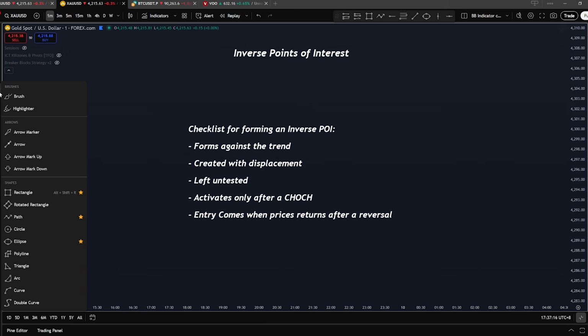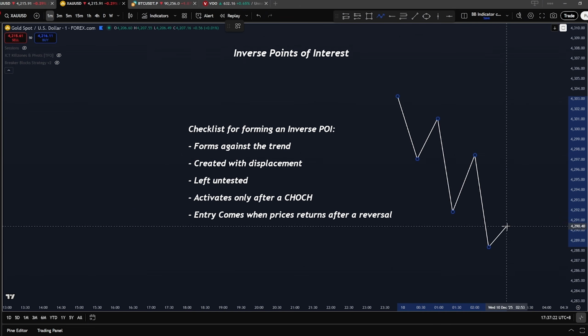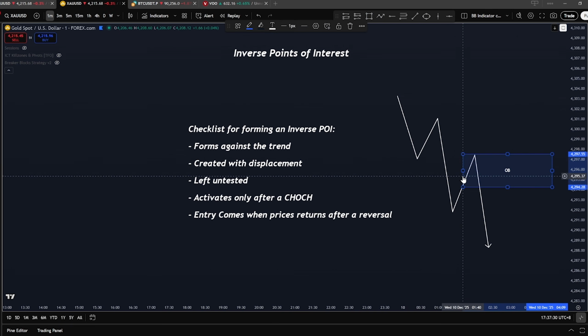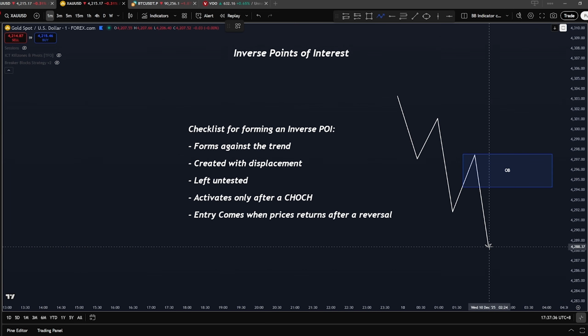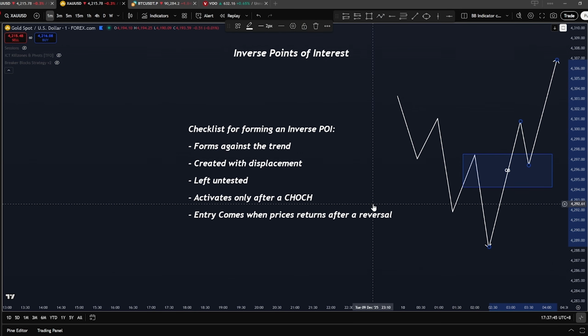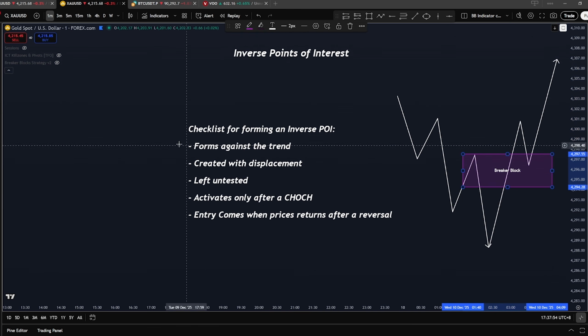Meaning, if the market is going down like this, creating lower highs and lower lows, the market needs to go ahead and create bearish points of interest to tell you that, look, the market wants to continue lower, and if price comes and disrespects it, fails it like this, the market can then use this failed point of interest as an inverse point of interest area to look for a reversal. It has to form against the trend. So once it fails, then you officially turn this into a breaker block.